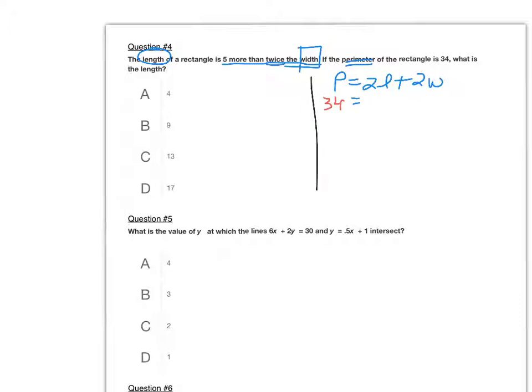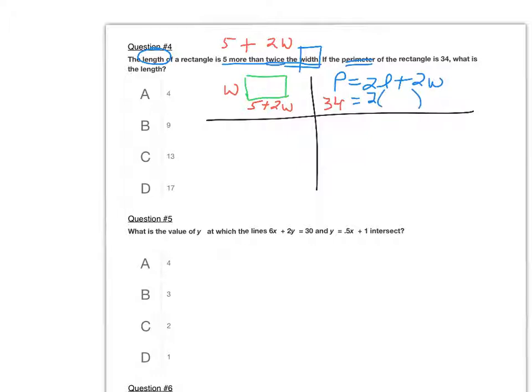So I'm going to set up a little bit of a 4-step plan here. If they're describing something to me, I'm going to draw a picture of it and label what I know. I don't know the width, so I'm going to let that be W. They did describe the length as being 5 more than, so that would be 5 more than is plus. Twice the width means you're doing 2 times W. So 5 plus 2 times W represents that length. Then I'm going to take my formula that I'm supposed to know and plug in the values that I just determined. So my length is 5 plus 2W.